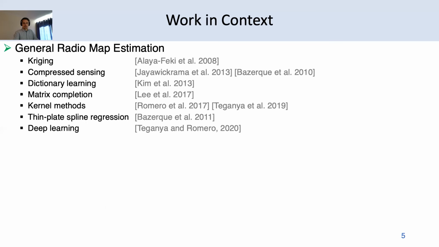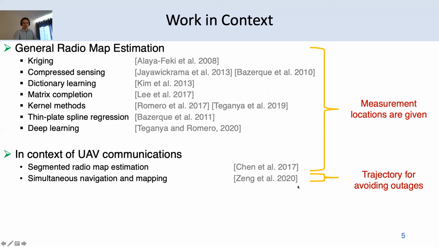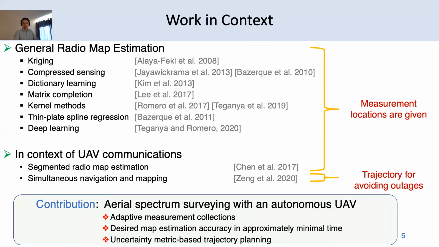The literature of radio map estimation is already quite extensive. There are general purpose methods and even methods that utilize measurements acquired by a UAV. However, to the best of our knowledge, there exists no scheme that designs a trajectory for constructing a radio map. So as mentioned earlier, in this work a UAV adaptively uses the previous measurements to decide where to measure next, with the purpose of minimizing the time necessary to construct a map with a target accuracy.